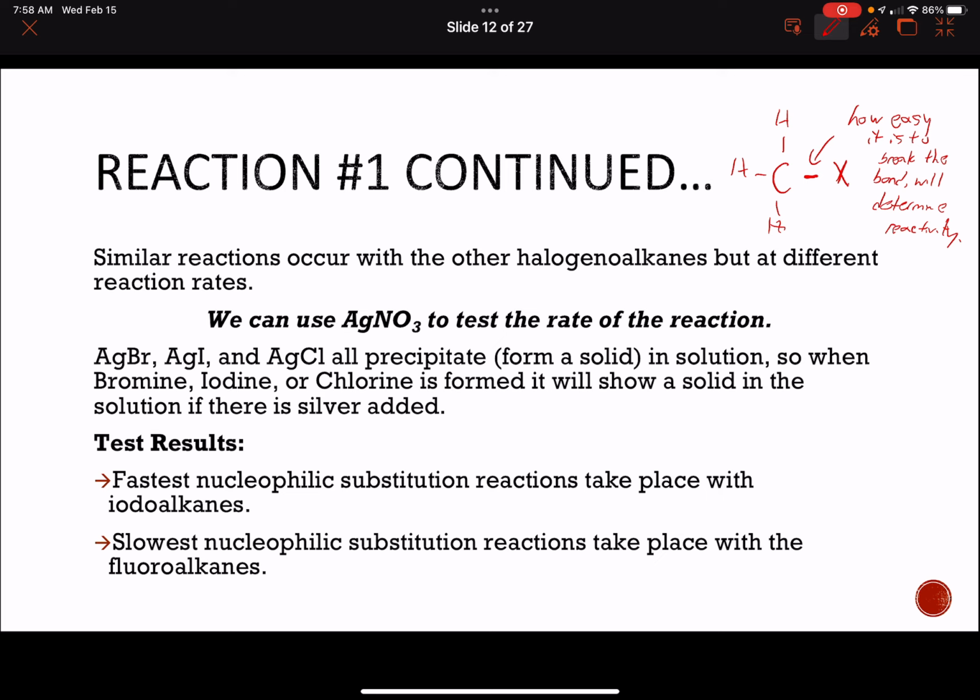And so usually when we look at examples, we are almost always going to see them with chlorine and bromine, because they're right in between iodine and fluorine in the halogens, so not too fast, not too slow, not too hot, not too cold, that idea.